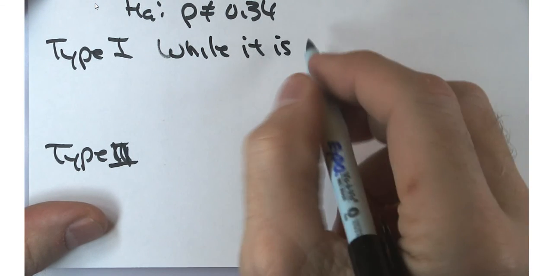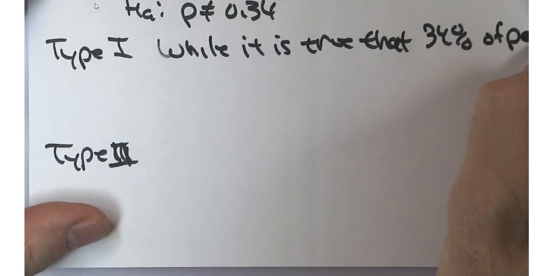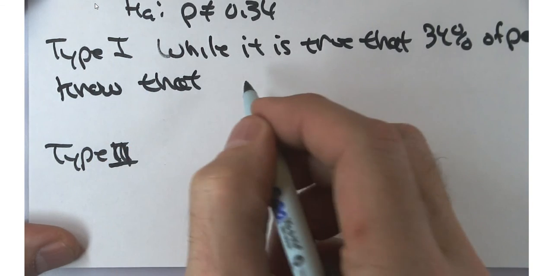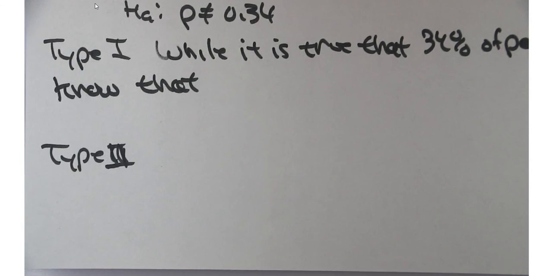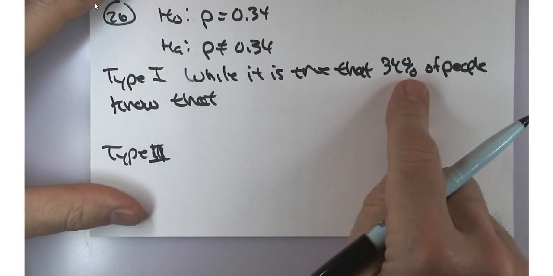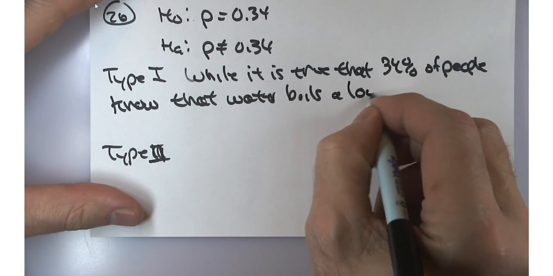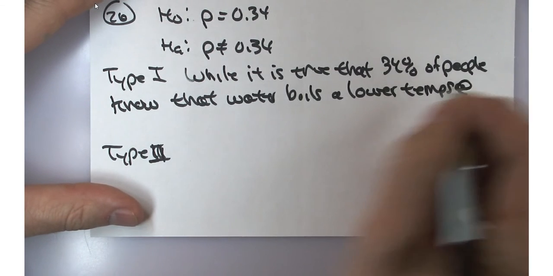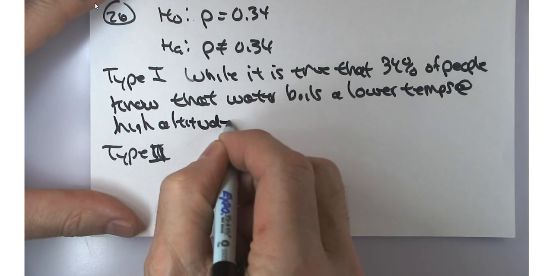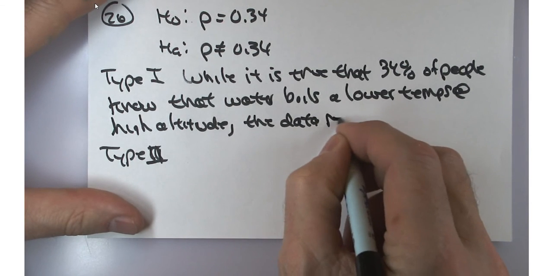While it is true that 34% of people know that water boils at lower temperatures at high altitude, then what happens? So that's what's true. What happens? The data reject that claim. I was going to say, you don't have to write it in your notes, but make sure you write it in the test, because I'm going to want to see that.